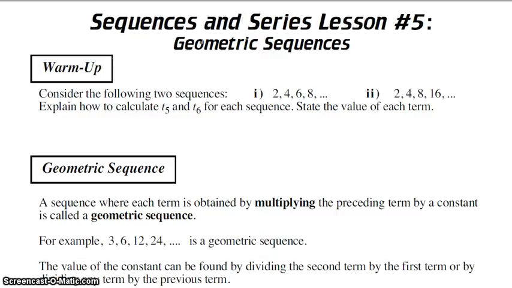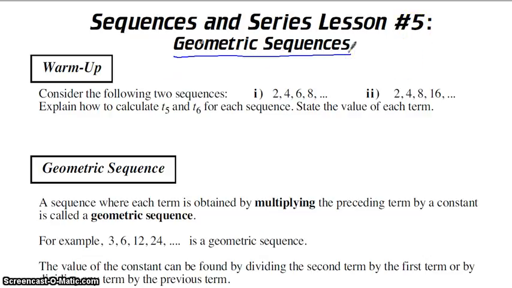Hello, this is Mr. Chang, and we are doing Math 20-1, Unit 1 on Sequence and Series, and we are on Lesson 5. We've done Lessons 1 to 4 about arithmetic sequence, and now Lessons 5 to 7 are about geometric sequence.